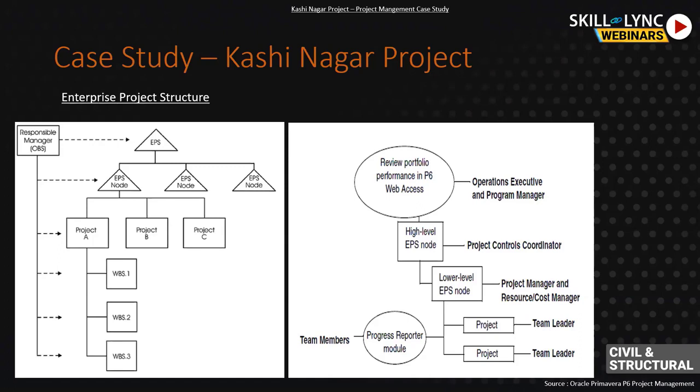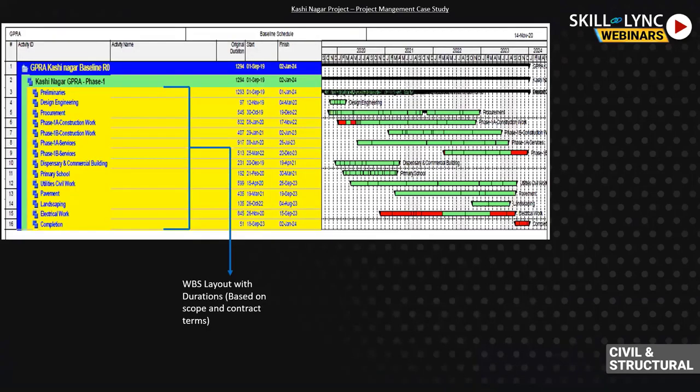And then on the right hand side, you can see how we are doing the organizational breakdown. That can also be done in Primavera P6, giving the leading role to a project manager and having other resources working under them in that project. Now we come to the schedule management part. So what scope we saw early on.